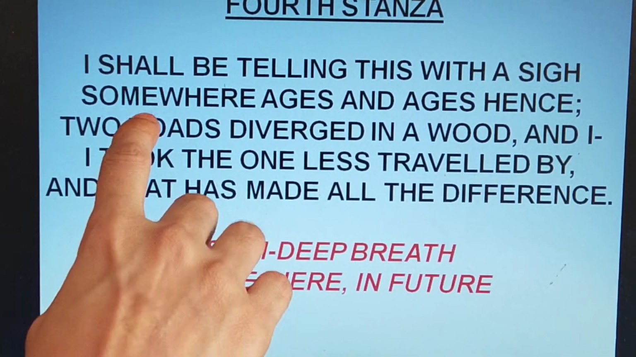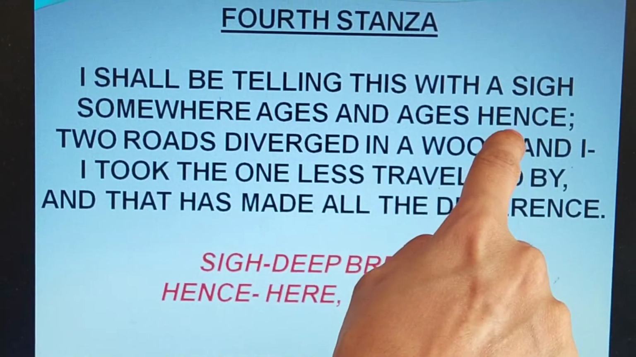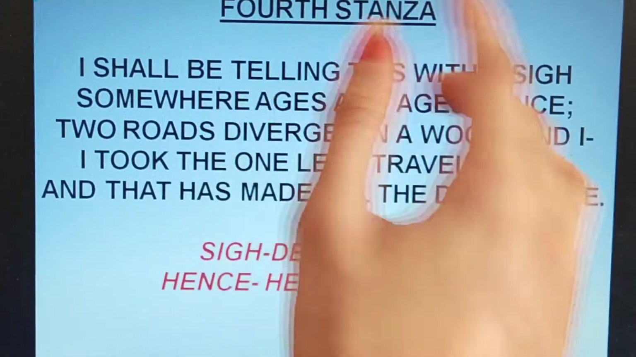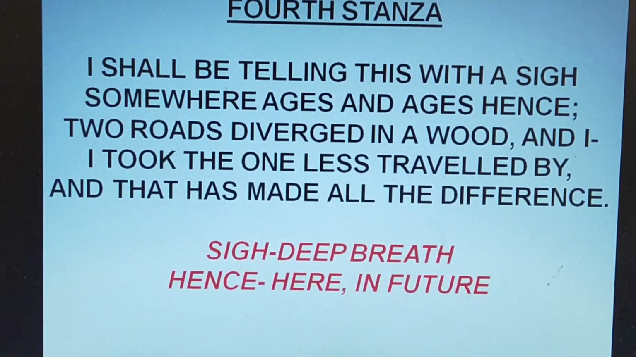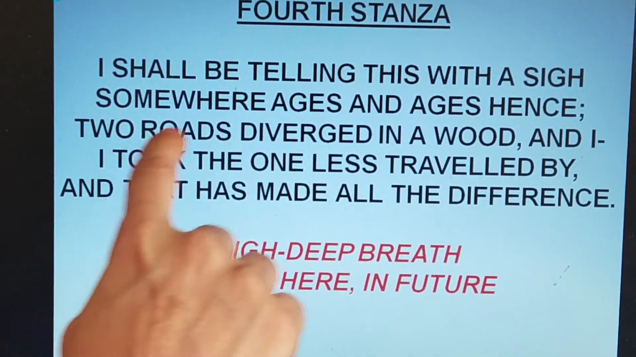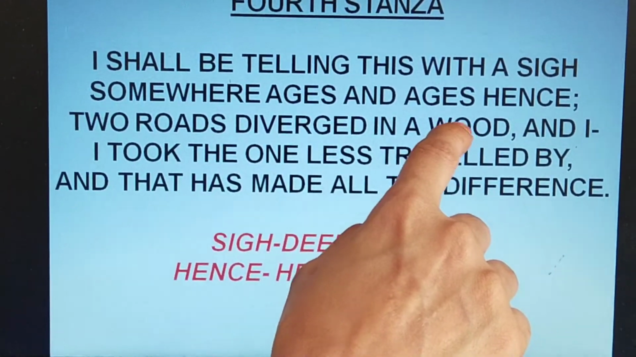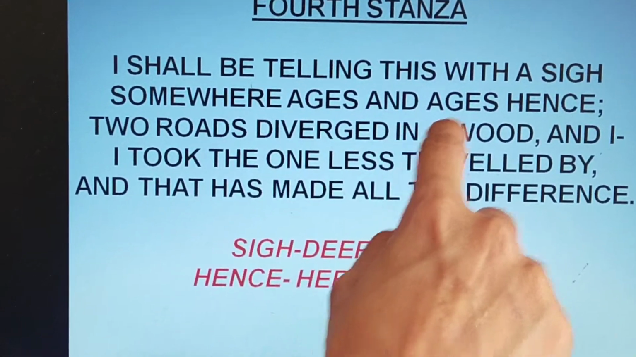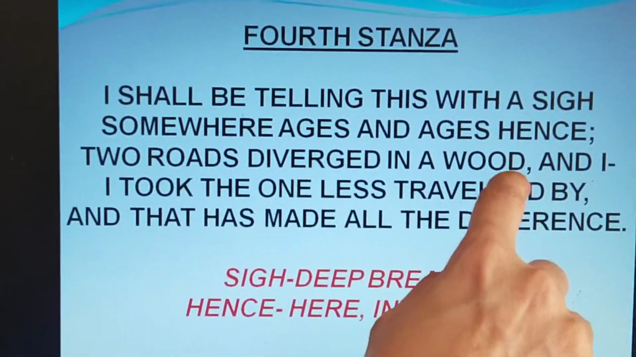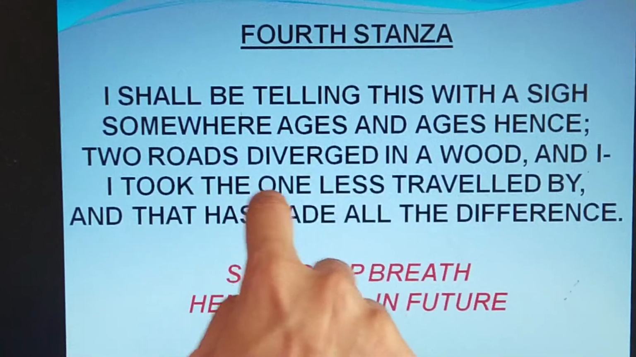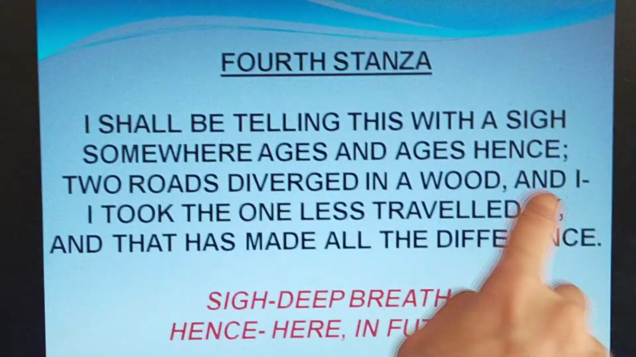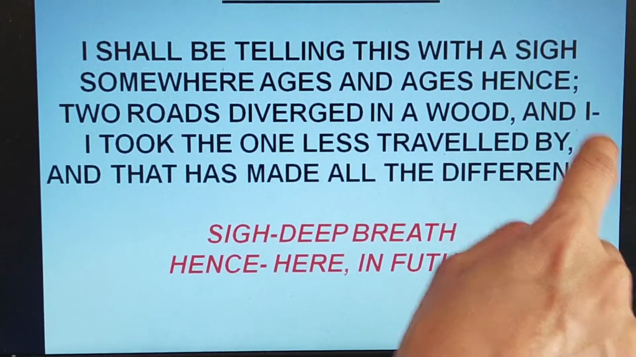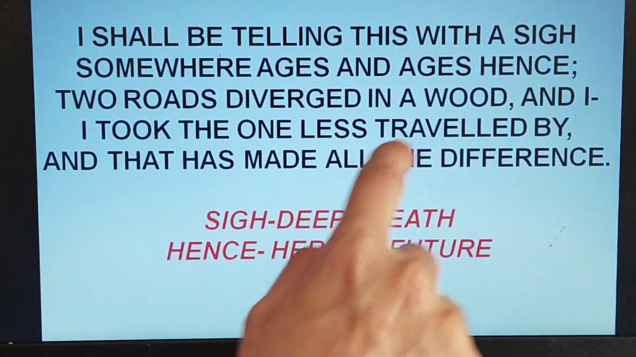What will I be saying? Somewhere ages and ages hence. When will I be saying? In my future. Somewhere, sometime, ages and ages in my future. Years and years after. Two roads diverged in a wood. What will I be saying? That two roads were there in front of me. They were divided in a yellow wood, in the forest. And I took the one less traveled by. And I have taken the road which was less traveled by the travelers, and it has really changed my life in a different way.